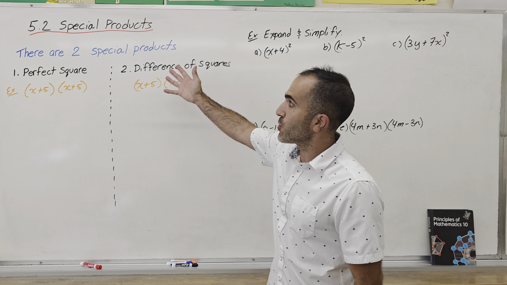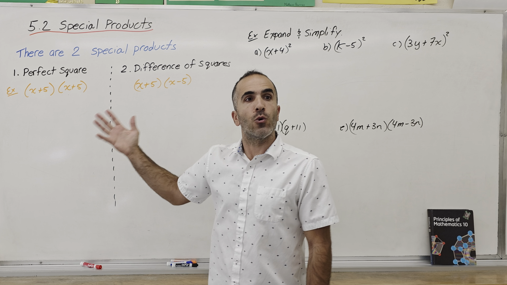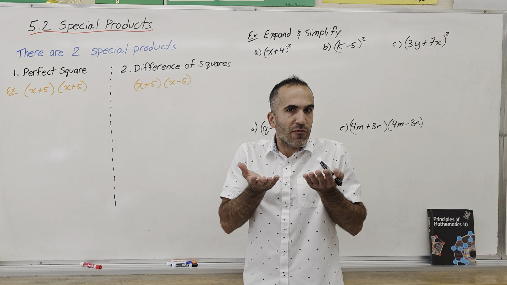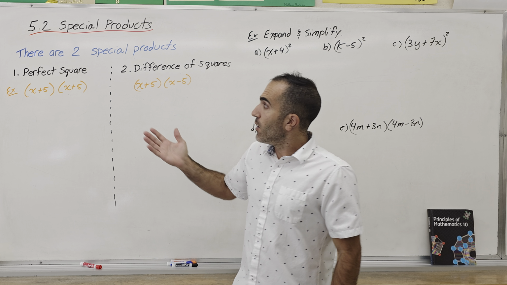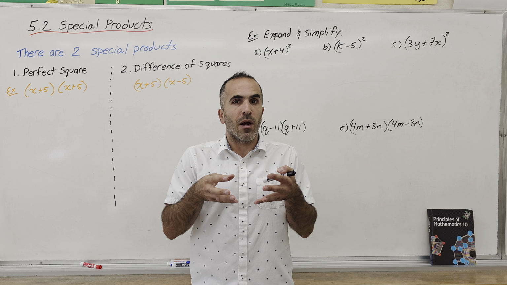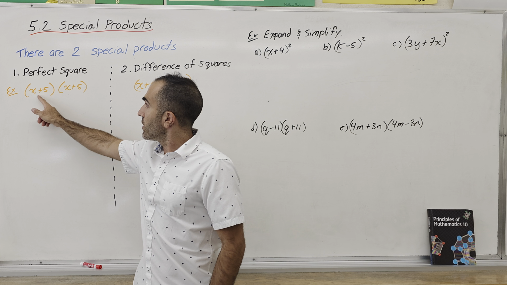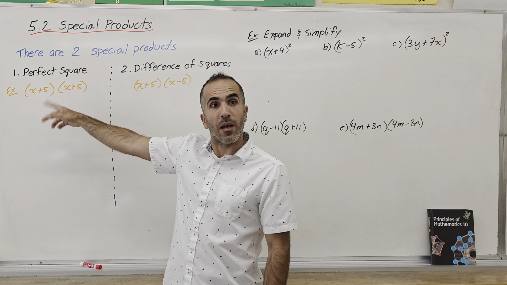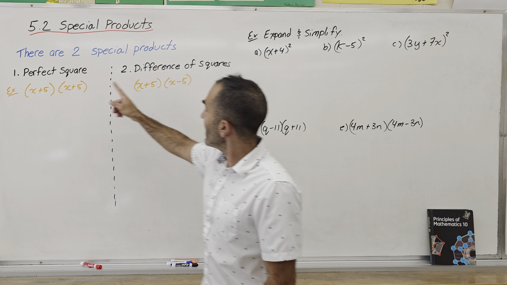So there's two types of special products, and they're so similar that a lot of mistakes come from the fact that they're similar and you confuse them. One is a perfect square. Guys, perfect square is like 5 squared. It's the same number squared. So x plus 5 times x plus 5. This is a perfect square because it's the same dimensions multiplied by each other.